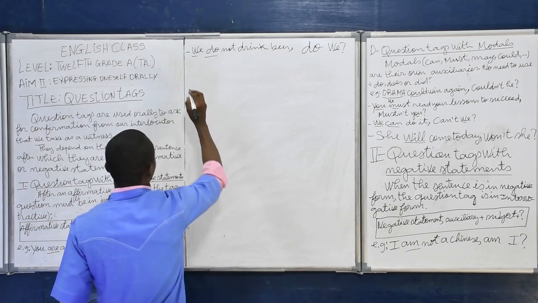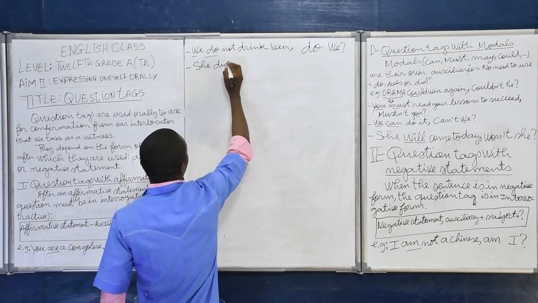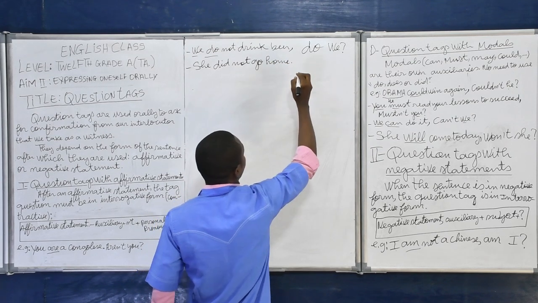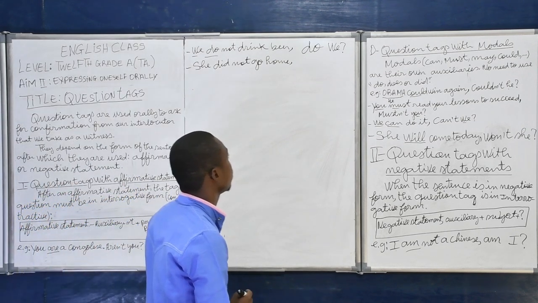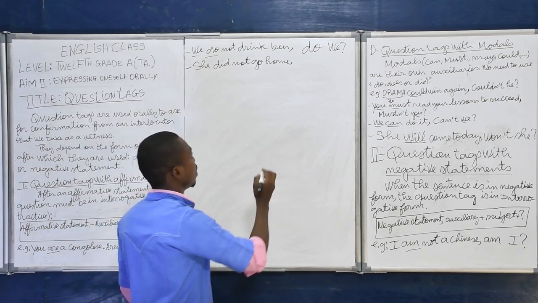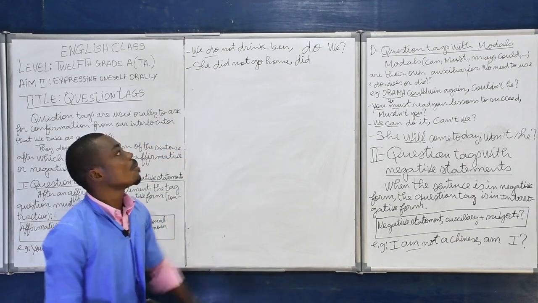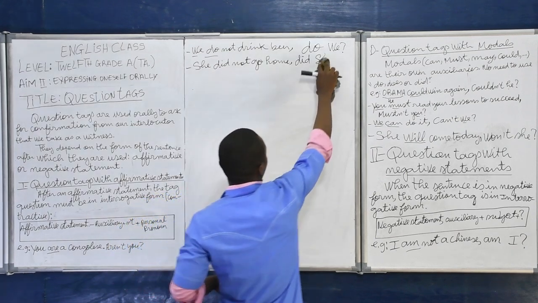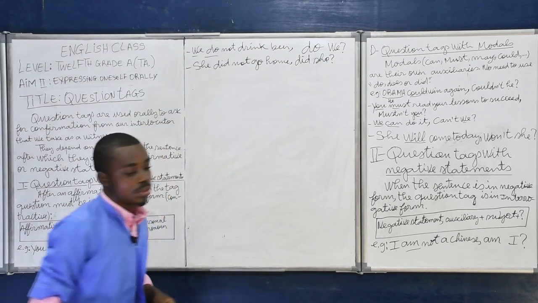Okay. If we take another sentence in the past this time, she did not go home. Elle n'est pas allée à la maison. What is, according to you, the auxiliary in this sentence? I guess you'll find the answer. The auxiliary is did. And the subject is clear, she. You say, did she? She did not go home, did she? Elle n'est pas allée à la maison, n'est-ce pas?